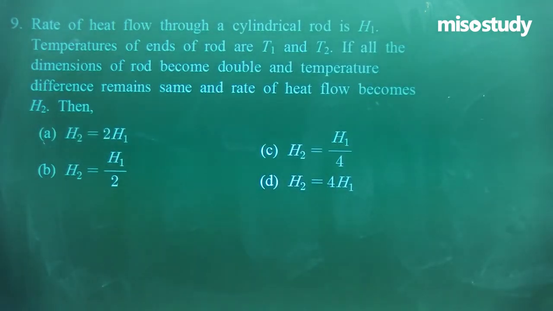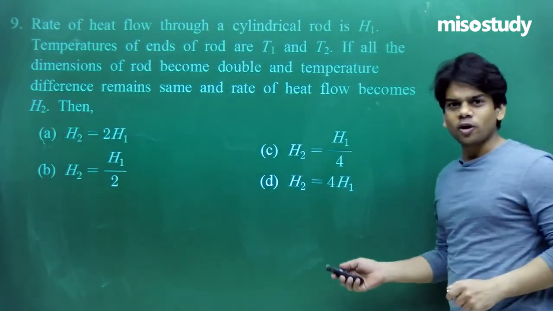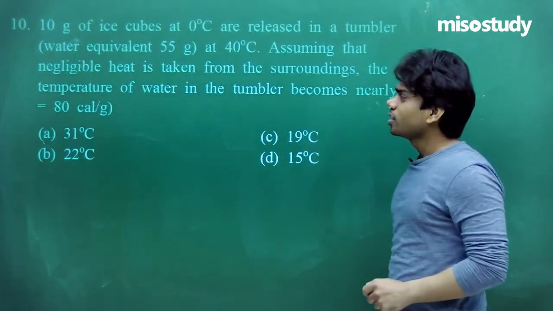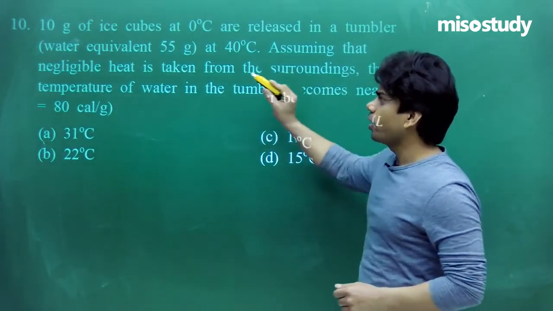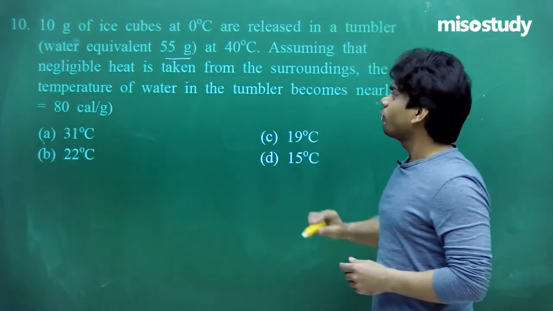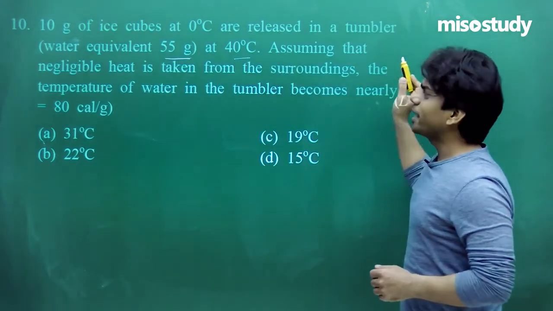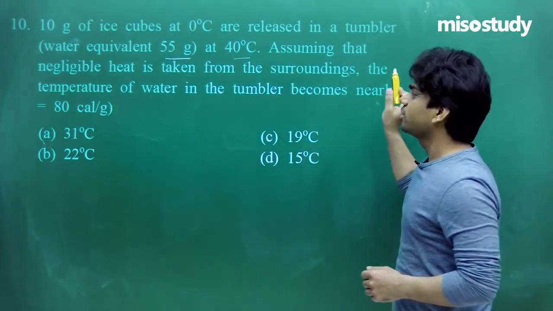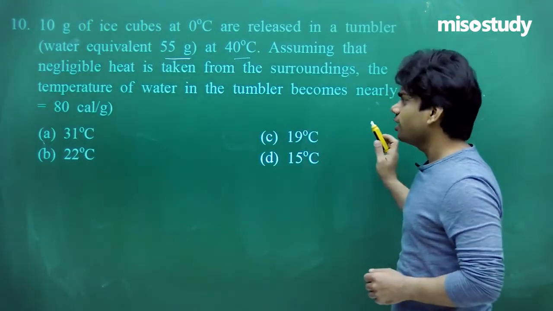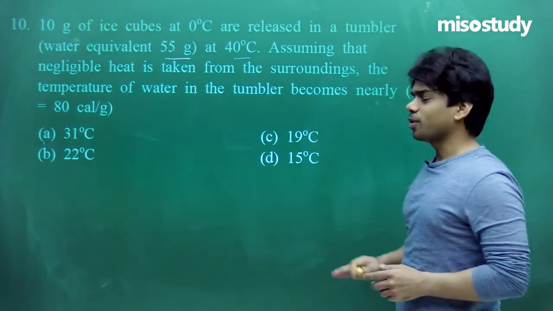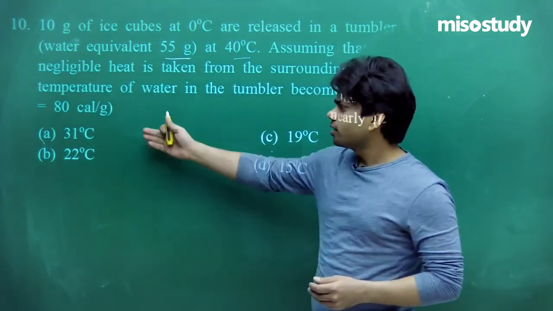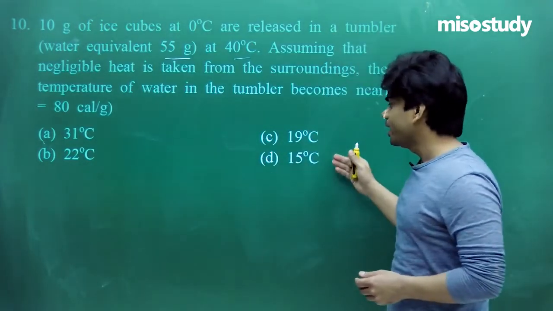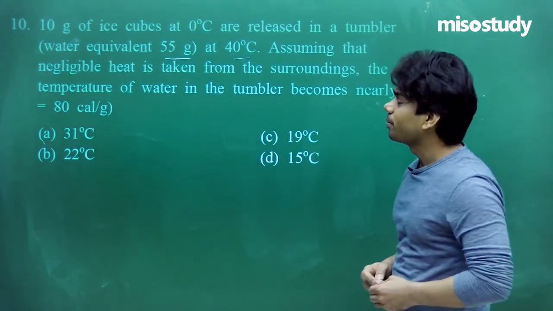Okay, now after solving question number 9, I believe that you have got how to solve this. Let's go to question number 10. 10 grams of ice cubes at 0 degrees Celsius are released in a tumbler, water equivalent 55 gram at 40 degrees Celsius. Assuming that negligible heat is taken from the surroundings, the temperature of the water in the tumbler becomes nearly, given L equals 80 calorie per gram, the latent heat of fusion of ice. A 31, B 22, C 19, D 15. Let's check which of the options matches.